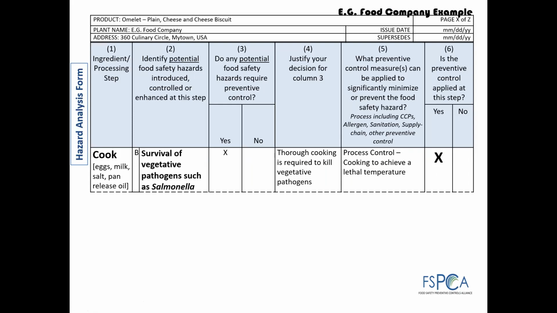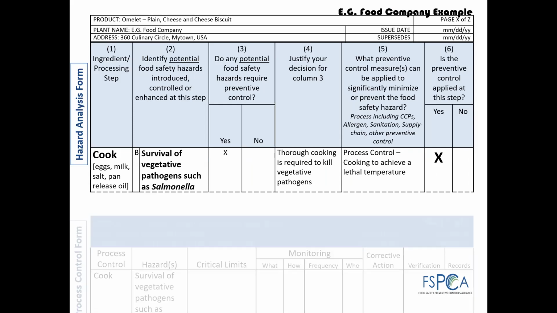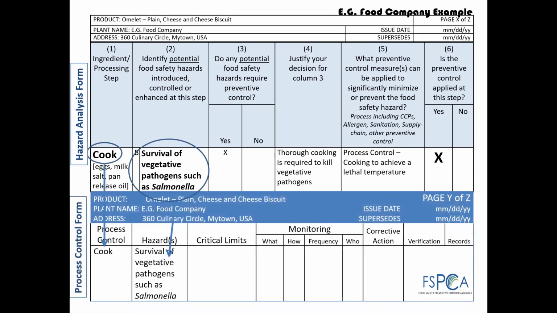They help you to design and recognize the process control and hazards. So I'll give you an example. If this is an omelet, which is made of cheese, some of the biscuits, some of the flour, and there are some hams there, it's a mixture.